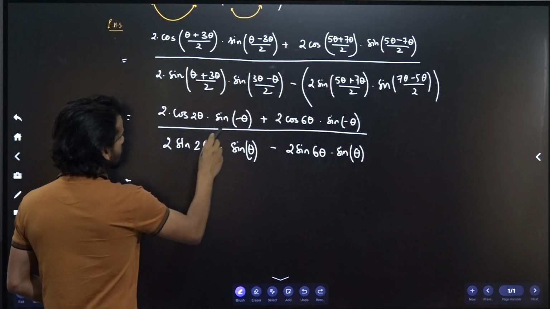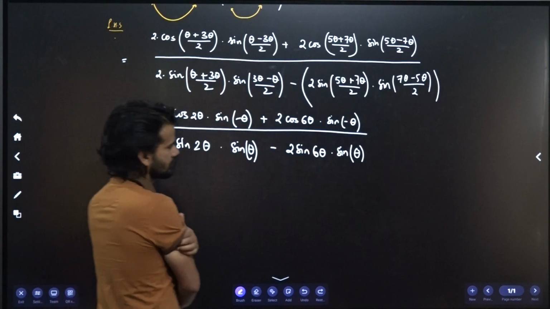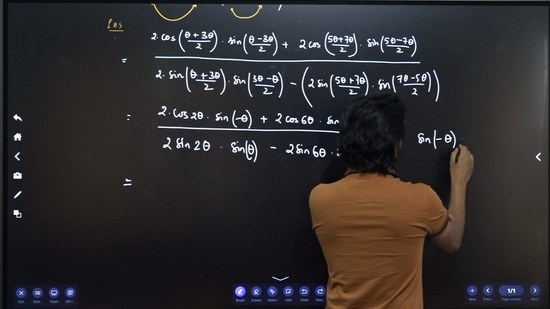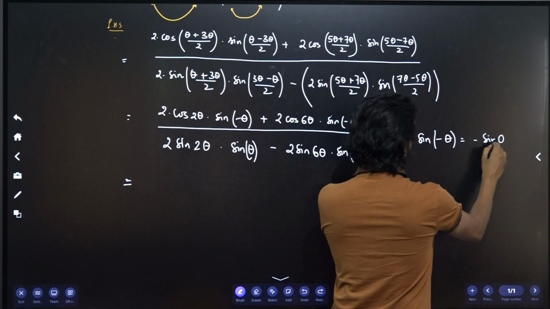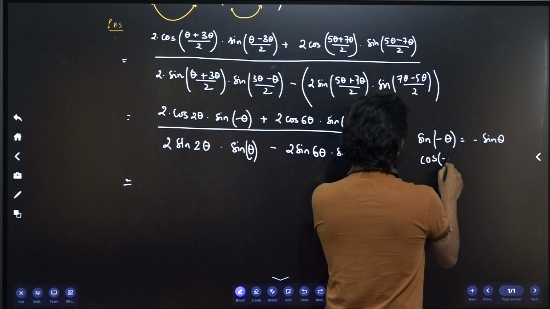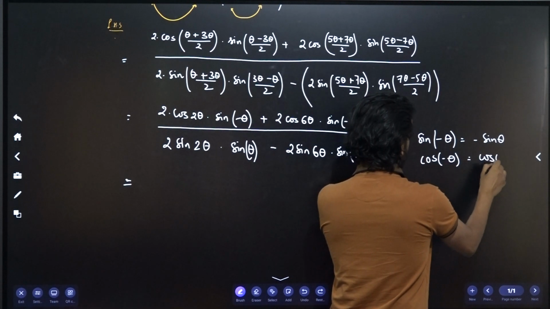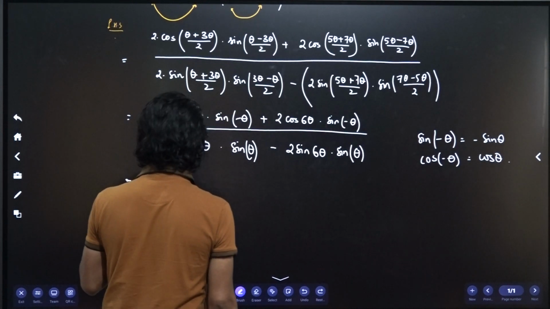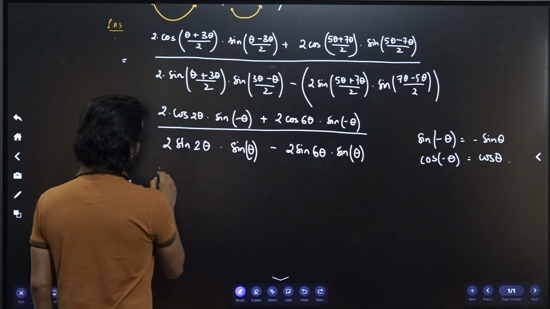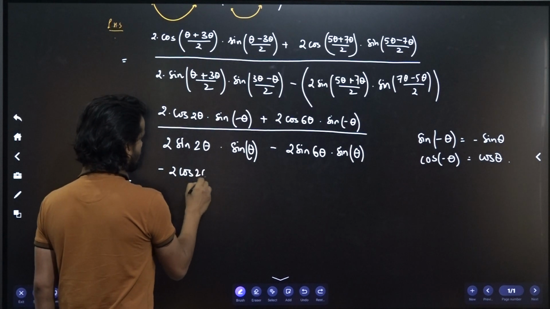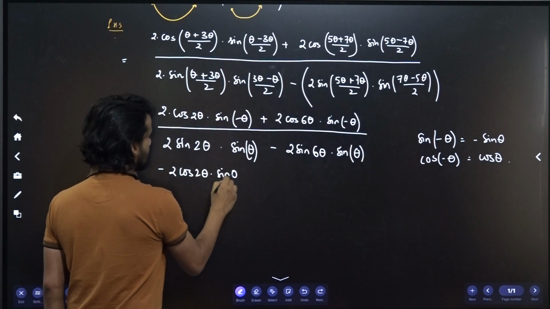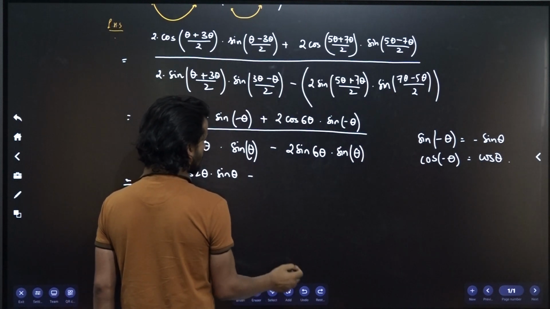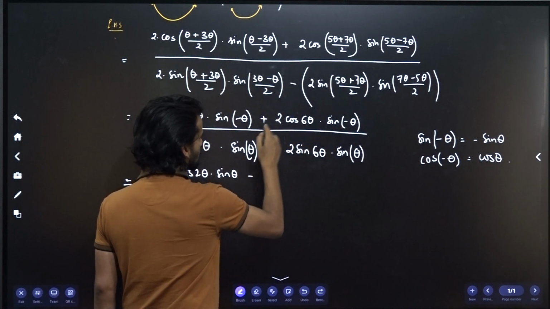So, sin minus theta is minus sin theta. Cos minus theta is cos theta. You know this property of the sin and cos functions. And so, minus 2 cos 2 theta into sin theta, plus minus 2... sorry. Because this minus is going to be here, right?